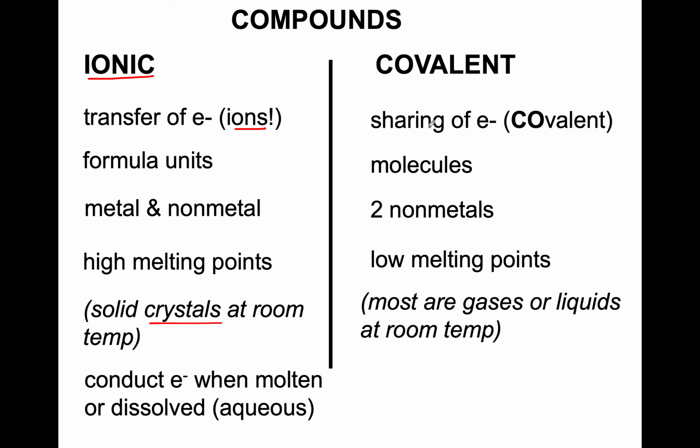Covalent bonds, on the other hand, okay, share electrons. They are not strong enough to fully give or take. They share, okay, hence the co in the covalent. Valent stands for valence electrons. Okay, they form molecules, discrete molecules. So for example, an O double bonded to an O, this is one oxygen molecule. They only form between 2 nonmetals. They have relatively low melting points, and as a result, most are gases or liquids at room temperature. They are not usually solids at room temperature.